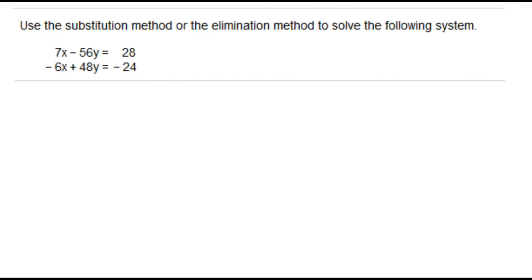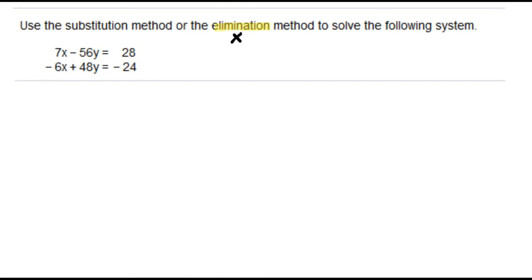Now, I would use the elimination method in this problem, and that's because every term has a coefficient on it, meaning that if I were to use the substitution method and try to solve for those x's or y's, I would have fractions on the other side. So I'm trying to avoid fractions in this question, and using the elimination method can do that. So I'll decide which variable I'm going to eliminate.